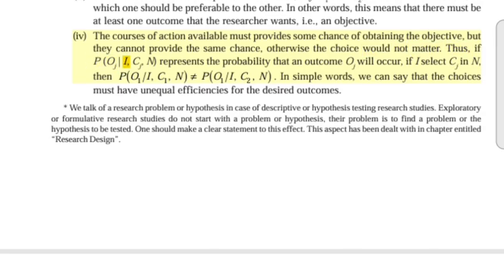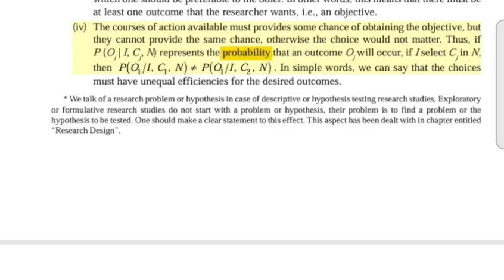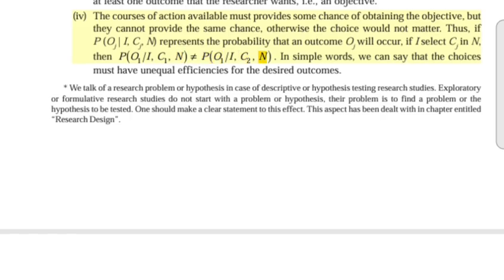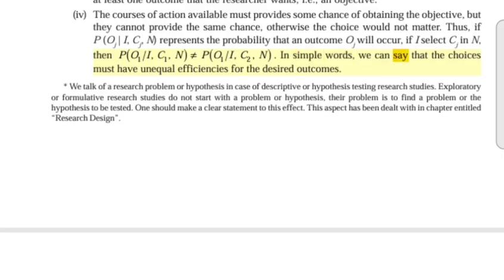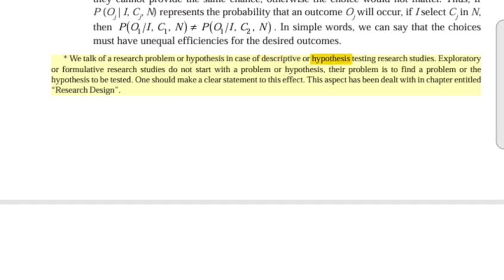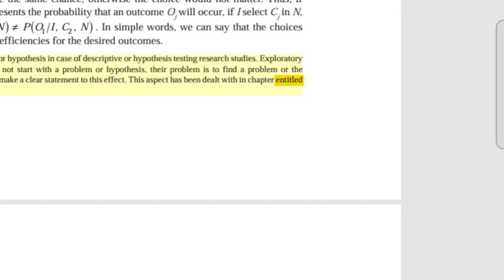Thus, if P(Oj | I, Cj, N) represents the probability that an outcome Oj will occur, if I select Cj and N, then P(O1 | I, C1, N) does not equal P(O1 | I, C2, N). In simple words, we can say that the choices must have unequal efficiencies for the desired outcomes. We talk of a research problem or hypothesis in case of descriptive or hypothesis testing research studies. Exploratory or formulative research studies do not start with a problem or hypothesis. Their problem is to find a problem or the hypothesis to be tested. One should make a clear statement to this effect. This aspect has been dealt with in the chapter entitled Research Design.